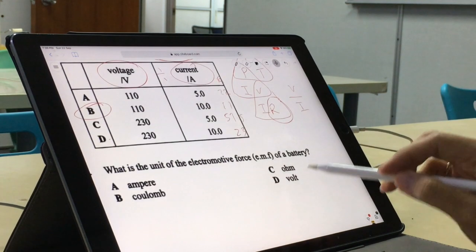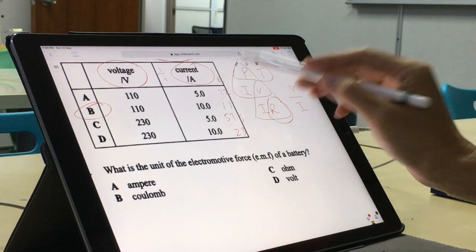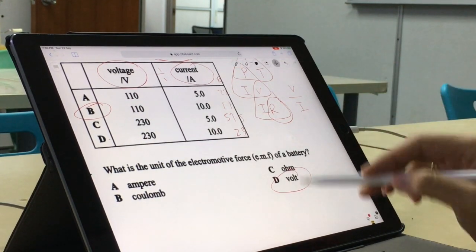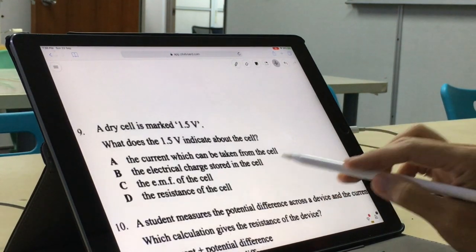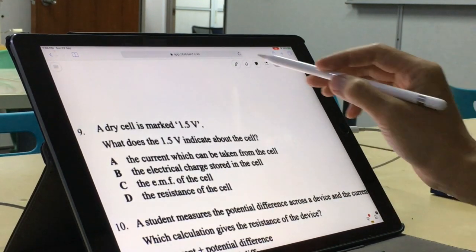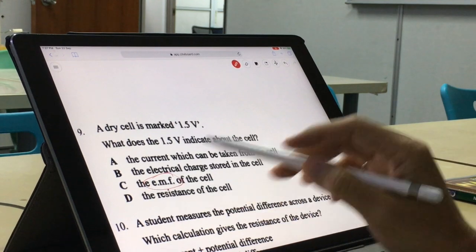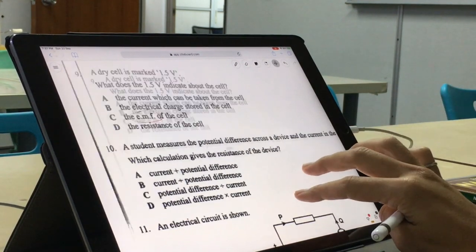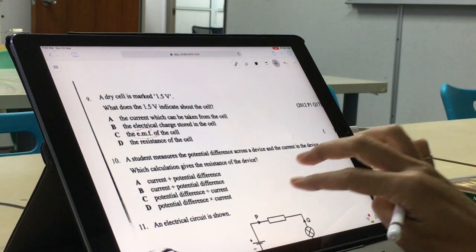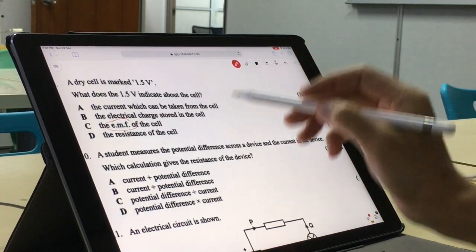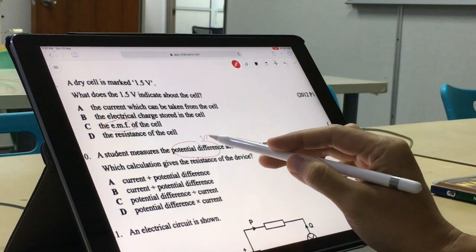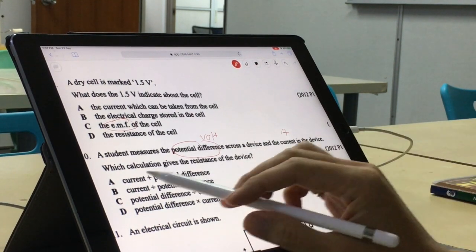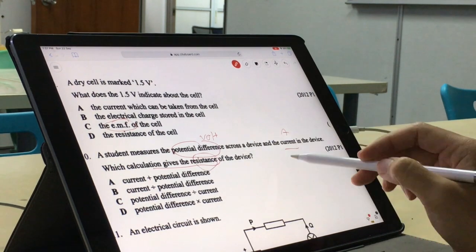Next. Okay, what's the EMF? This one you must know already. Volt. Yes. Next. Okay, dry cell 1.5 volt. What does it mean? EMF. Okay, you see? EMF. Very fast one, repetitive. Next. A student measures potential difference. Potential difference means voltage, right? And the current is the ampere. Which calculation gives the R?